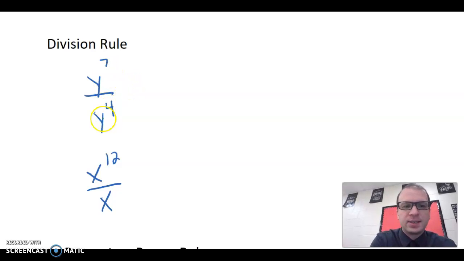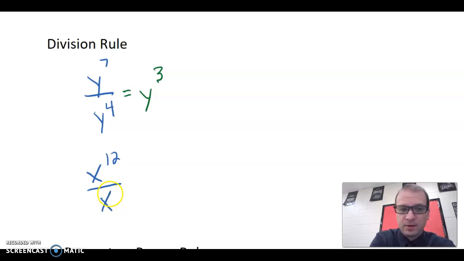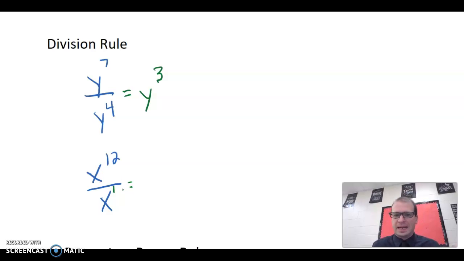So I have y to the 7th and then y to the 4th. If I were to subtract those exponents, because I'm dividing them, they're the same base, 7 minus 4 would give me 3. Tricky part in this one, I don't have an exponent written on x. It doesn't mean it's not there. It's actually a 1. Just think of it this way: if we were to write a 1 on every single thing that didn't have an exponent, that would take us forever. So simplifying those down, x to the 12th over x would be x to the 11th.